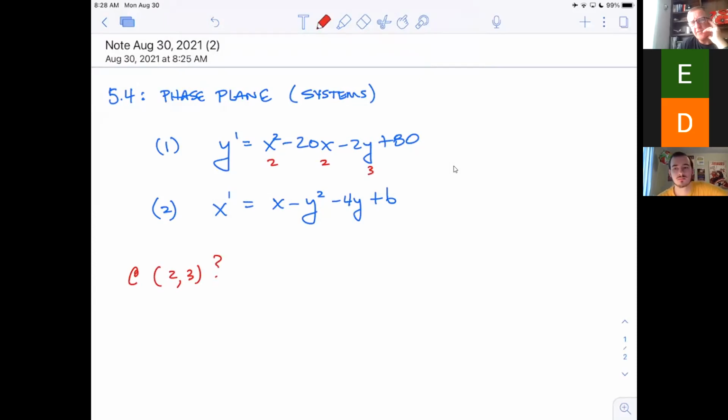But notice in this case, it's not dy dx, it's dy dt. So I don't know, just for the heck of it, let's do that. If I plug that in, that'd be 4 minus 40 minus 6 plus 80. So I got y prime, or dy dt, is 38.